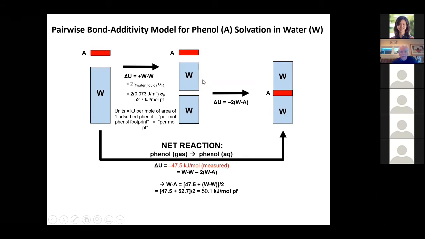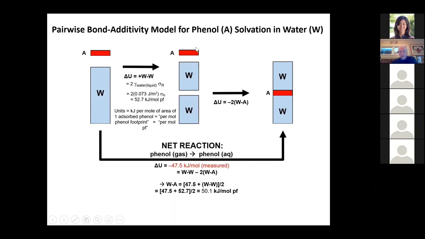And so the first step is to break the water-water binding to make a place for the phenol. And that energy we know, it's just the surface energy of liquid water for this surface and this surface. And those surfaces have the surface area of one adsorbed phenol. And we have to multiply it by 2 because you get 2 surfaces. So by definition, that's just the surface energy of water times 2 times the area.